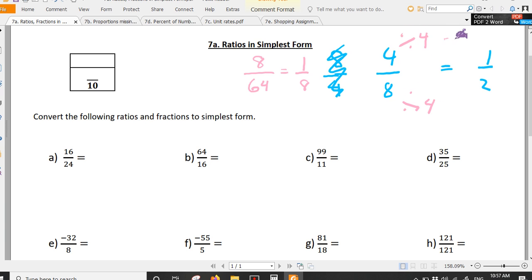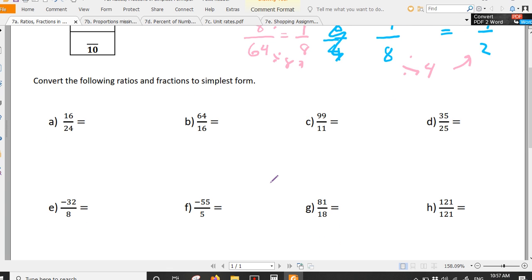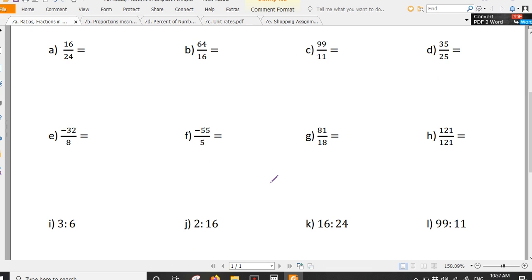well, guess what? I end up with that. 4 divided by 4 is 1. 8 divided by 4 is 2. There we go. Same thing here. 8 out of 64. What's the biggest number that can go into both 8 and 64? 8. So divide the top by 8. 8 divided by 8 is 1. 64 divided by 8 is 8. Okay? So I'll do a couple of examples for you and you should be able to handle the rest on your own. 16 and 24.